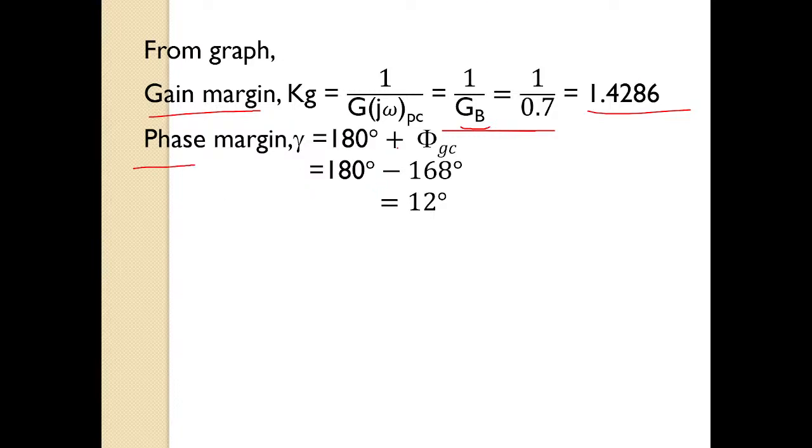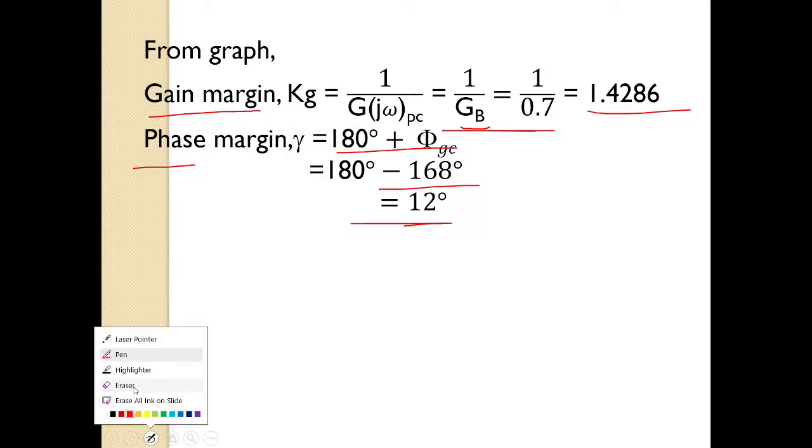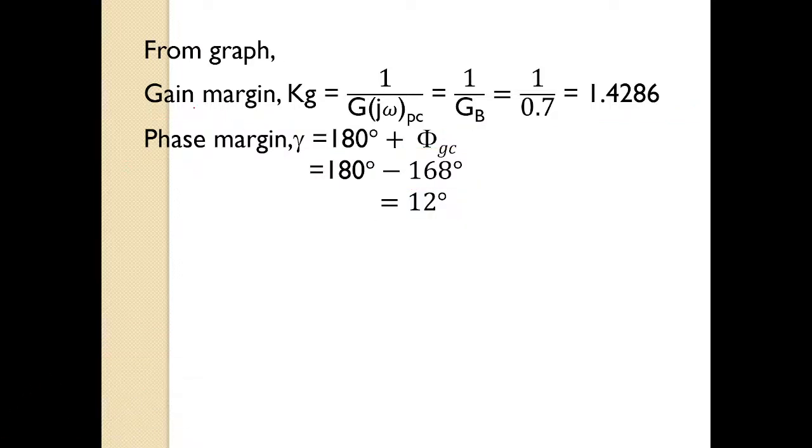Next, phase margin. The phase margin formula is 180 plus phi GC. What is phi GC from the graph? It is minus 168. So 180 minus 168 is 12 degrees. They have asked us to determine the phase margin and gain margin, so we have determined the phase margin and gain margin.